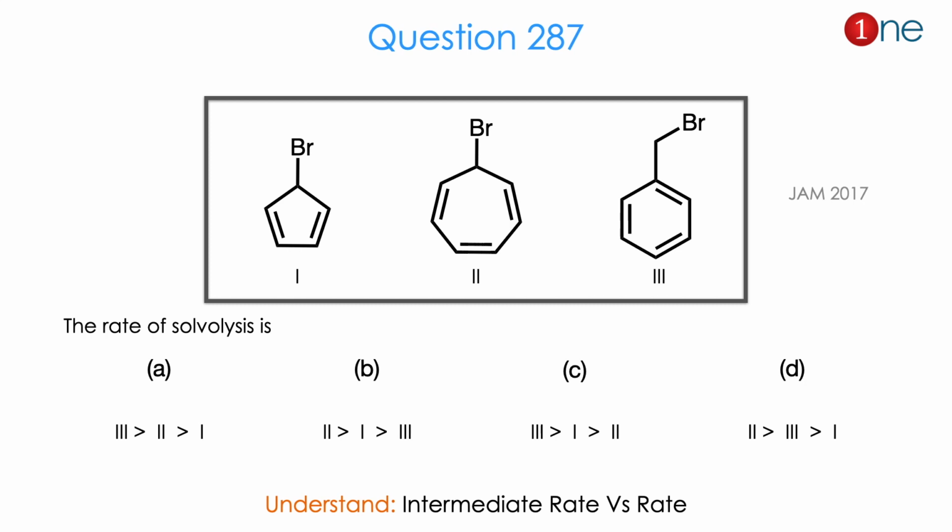Here they are asking about the rate of solvolysis. So you have to find how the solvent influences here. The solvent you may guess as water, but you have to guess which one will go faster. From the 3 different structures and possible rates of solvolysis, you might realize the question is really about intermediate versus rate. The answer is D. Let us see how.